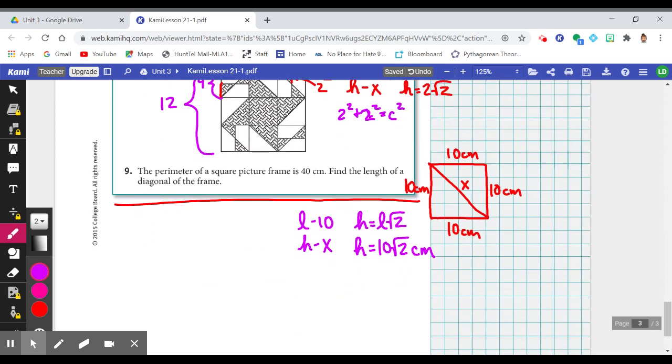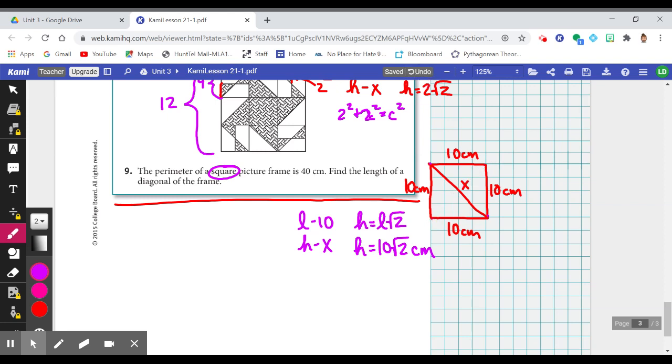Last but not least, item 9, the perimeter of a square, I think that's important to mention, is 40 centimeters. So the total distance around the square is 40, and if all 4 sides of a square are congruent, then we take 40 divided by 4, and we get 10 centimeters for each side. And it asks us to find the length of a diagonal. Remember, a diagonal is a line or a segment that connects opposite angles. So you could have done this diagonal or the other one, really doesn't matter.